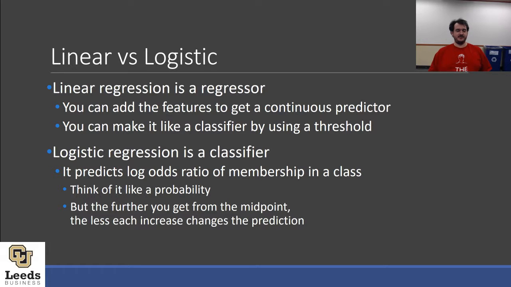Logistic regression, on the other hand, is only a classifier. It doesn't have a regression option. And what it does is that it calculates the log odds ratio of membership in a class, and then you just compare which of the different classes has the highest number, and that's the label you give it.